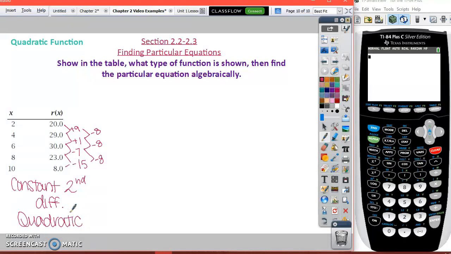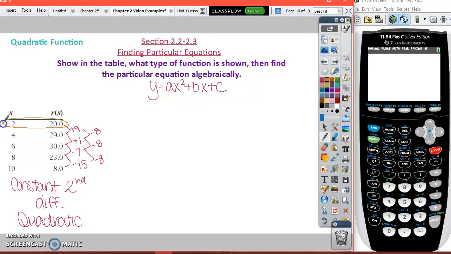So now that I know that it's quadratic, I know that my equation needs to be written in the form ax squared plus bx plus c. So I have 3 different variables that I need to solve for. That means that I need to write out 3 different equations. So I'm going to go ahead and pick any 3 points in the table. It doesn't matter which ones you choose.